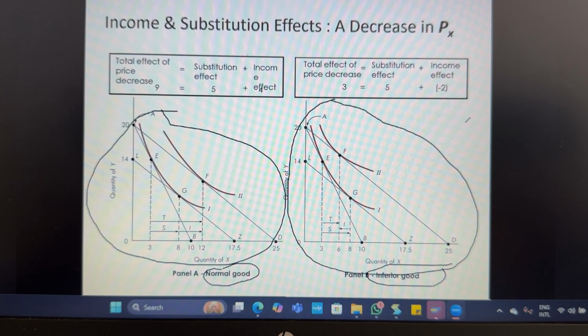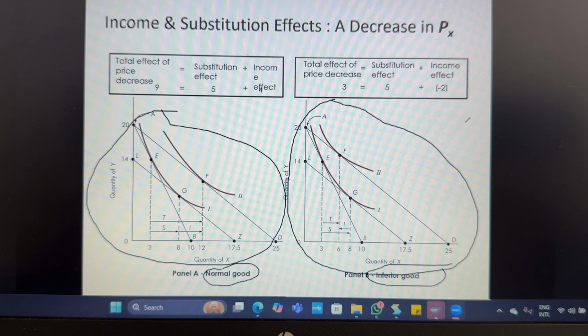Now your real income position has gone up because of this price reduction. Same thing, as I explained before, I'm taking some amount of money because I want to push you back onto the initial indifferent curve. So therefore I'm taking some amount of money.